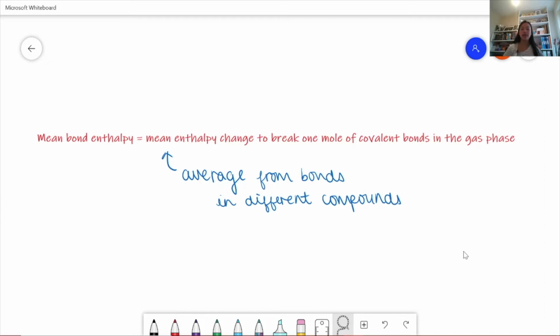We're firstly going to define what mean bond enthalpy means. Basically, this is the mean enthalpy change to break 1 mole of covalent bonds in the gas phase. So it's really important to remember that it's in the gas phase and also it's 1 mole. Because it's the mean, we've averaged it from bonds in different compounds. So OH bonds can be found in alcohols, but they can also be found in molecules such as water, and we average all of these same bonds to get the mean bond enthalpy.